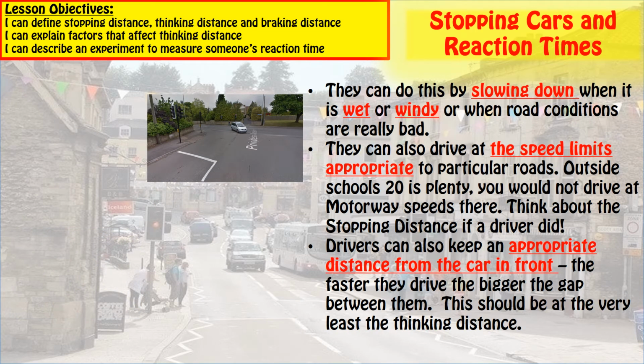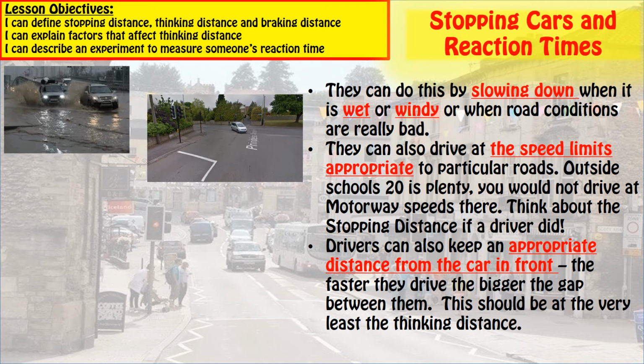Slow down. Okay, especially when it's wet or windy, when the road conditions are really bad, just slow down. Your overall stopping distance is going to reduce if you're travelling much slower. If you drive to the appropriate speed limits, so outside of school we say 20 is plenty, you'll see 20 miles per hour everywhere, then your stopping distance is going to be quite short. But if you were to drive at 70 miles per hour, we know the overall stopping distance is 96 metres. Well, that's just ridiculous. You don't want a car that takes 96 metres to stop driving at that sort of speed around a school. There's so many students and adults walking around, it's going to be crazy.